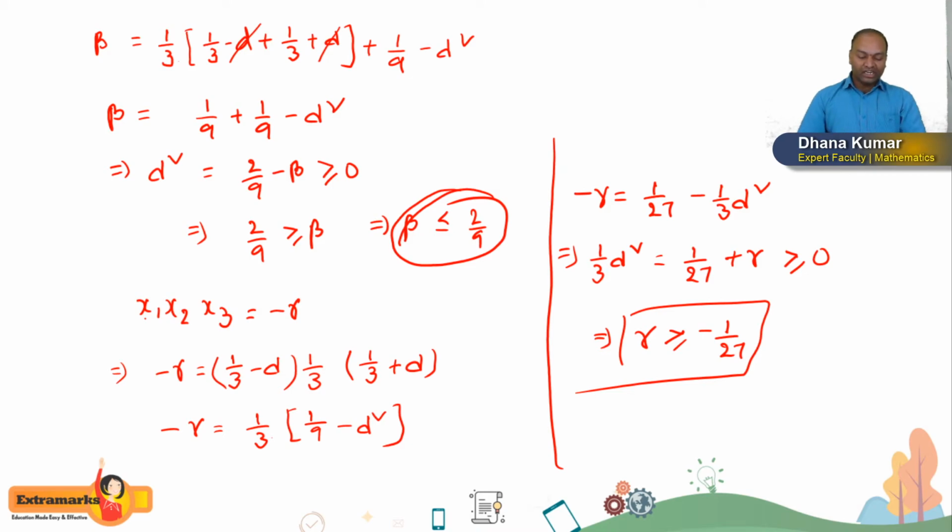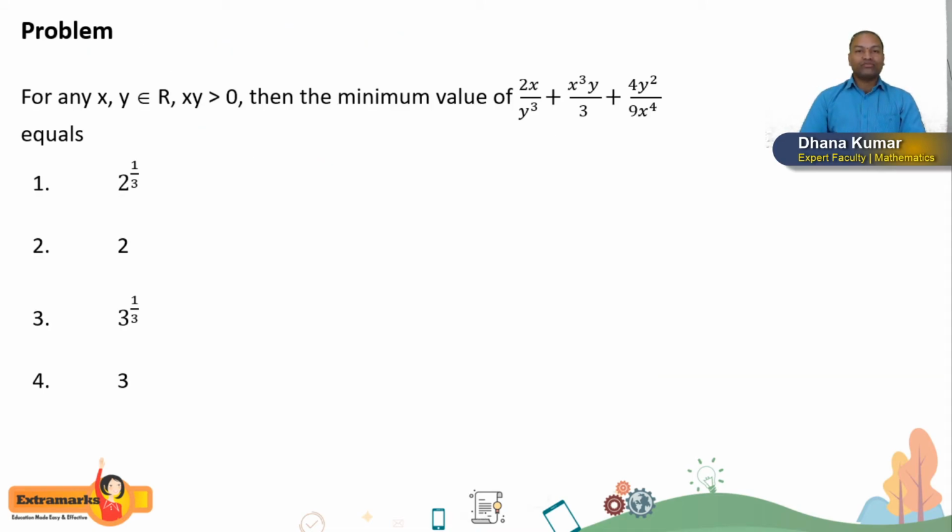Clear? So it is a little bit difficult question because it interrelates AP as well as the theory of equations concept. Clear? Right. Let us come to the next question. Very easy question. For any x, y belongs to R and xy greater than 0, meaning positive, the minimum value of this expression is dash.